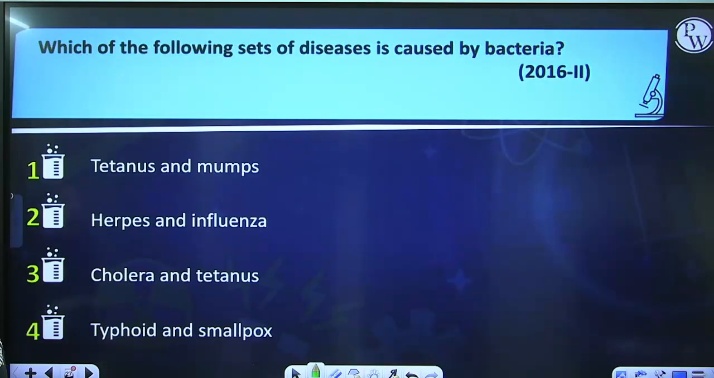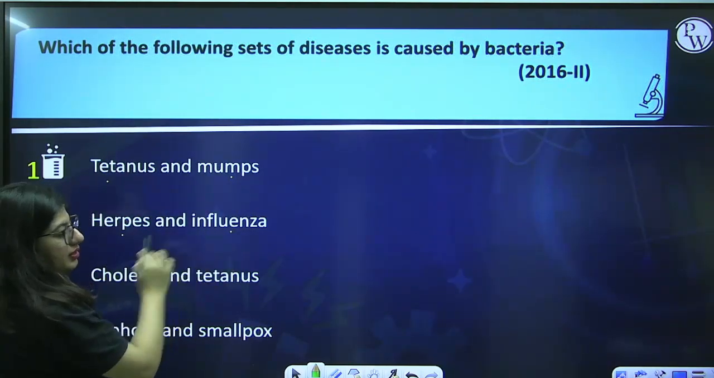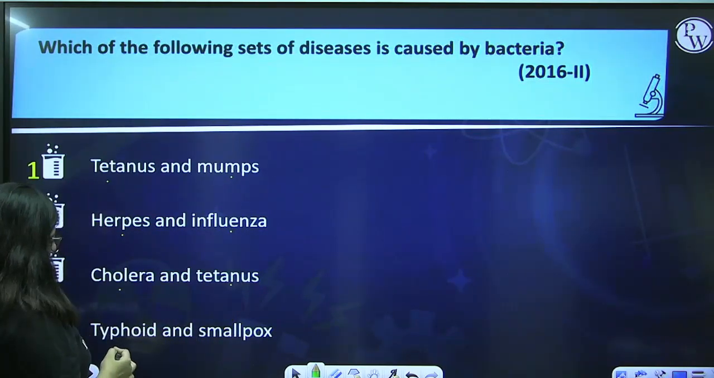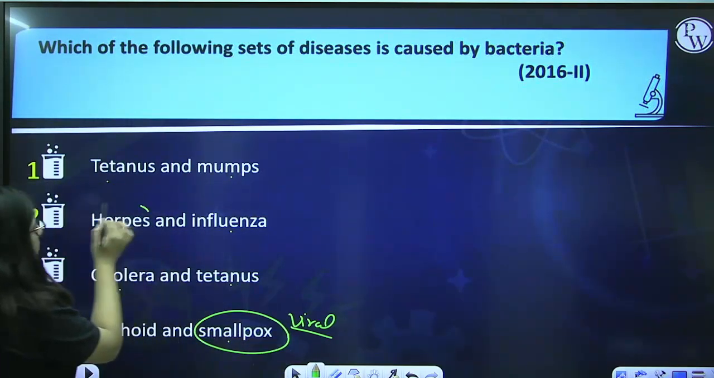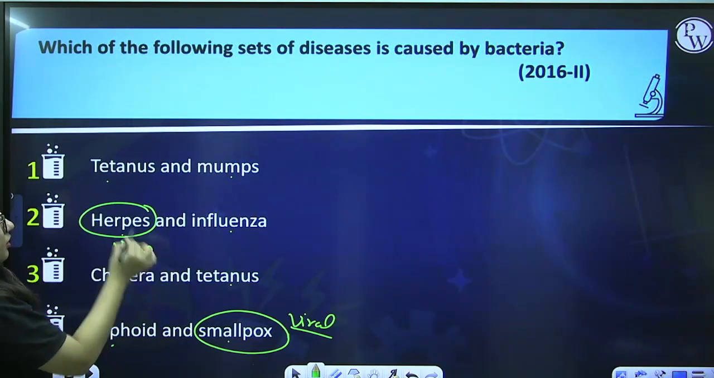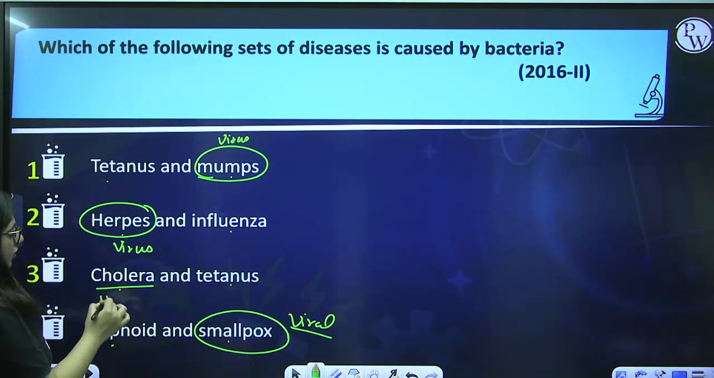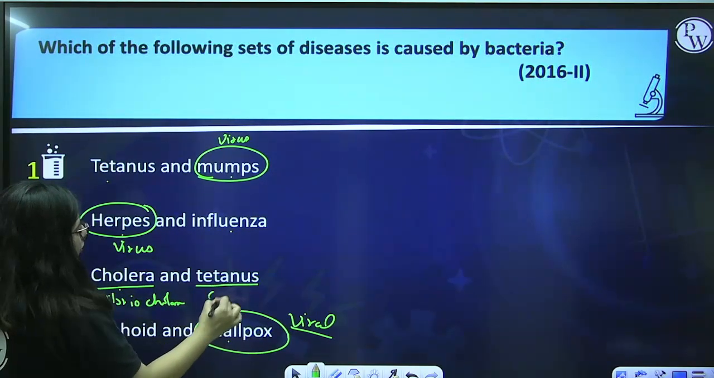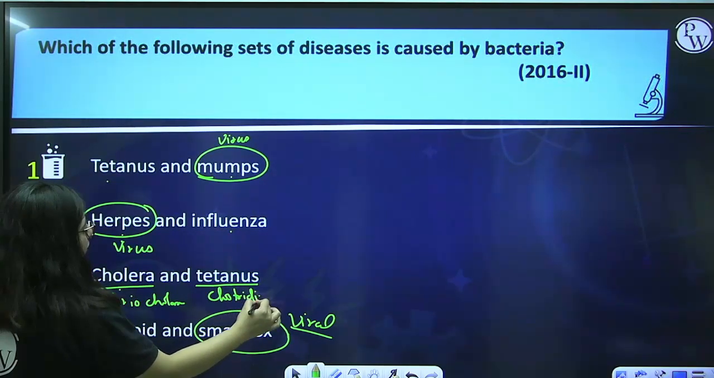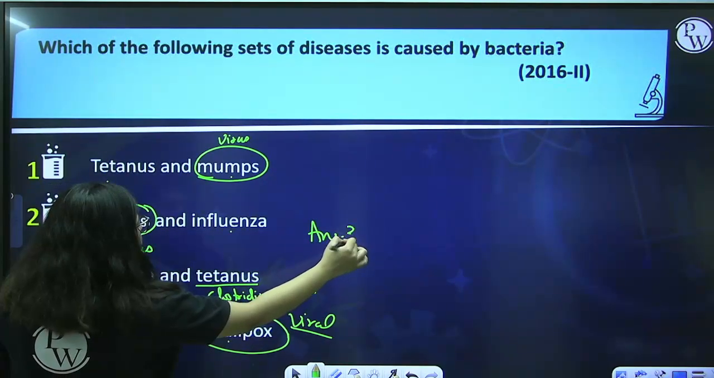Next, which of the following set of diseases is caused by bacteria? Tetanus, mumps, herpes, influenza, cholera, tetanus, typhoid, smallpox. Smallpox is viral. Herpes simplex virus. Mumps is viral, paramyxovirus. Whereas cholera is caused by Vibrio cholerae and tetanus is caused by Clostridium tetani. So answer to this question is 3.